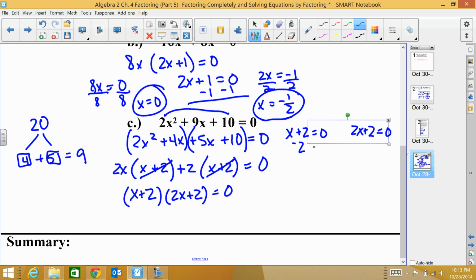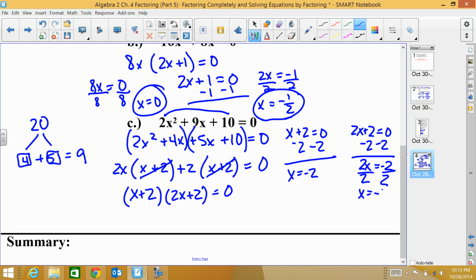So I would subtract 2 here, and I would get x equals negative 2. And then I would subtract 2 here, so 2x equals negative 2, divide by 2, so x equals negative 1. So those would be my two solutions, negative 2 and negative 1. And I could check by plugging them back in.